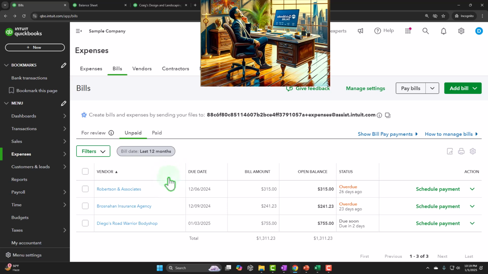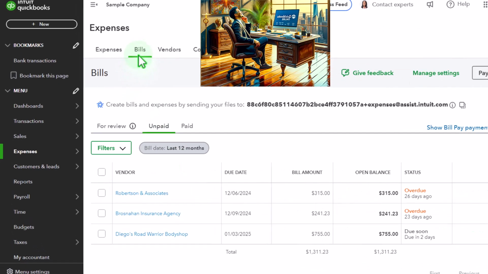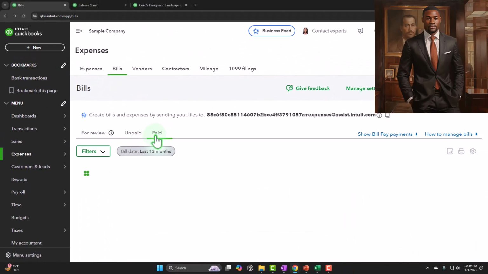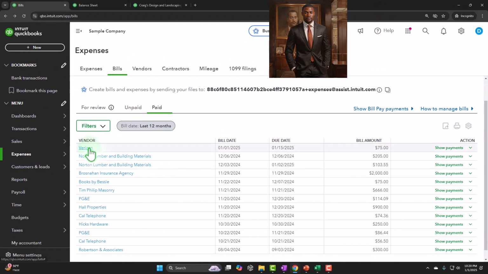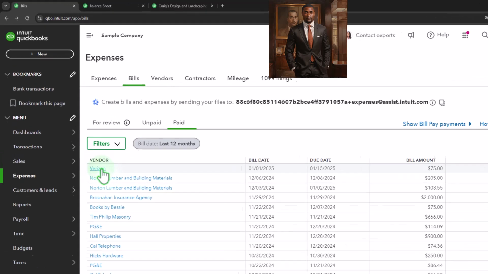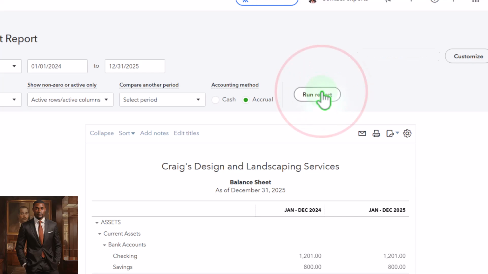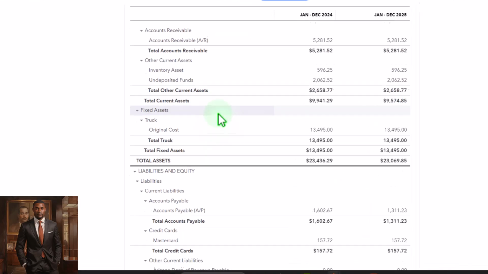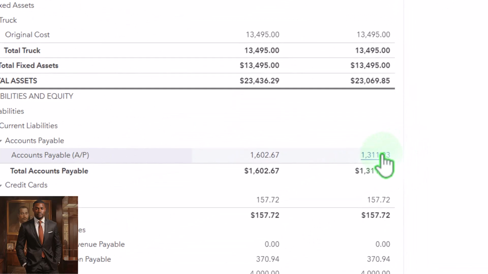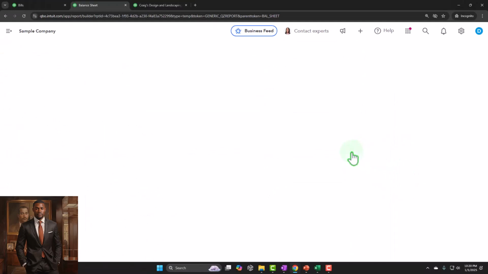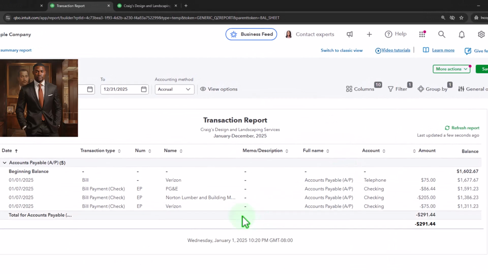Notice what's left here from the unpaid transactions are the ones that I didn't check off. Now that I'm back in the bills, the paid items are now going to show, for example, the Verizon that has now been paid. If I go into the balance sheet, I can refresh, run the report to refresh it. I can go into the accounts payable for 2025. And you'll notice, even though I paid them at one time, it's recording 3 different transactions here.